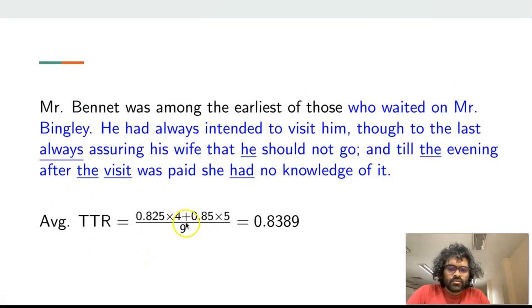Okay, so there are total 9 such windows. I just show four of them. So I skipped 5 of them, and if we calculate by hand, we will say among these 9, 4 has the TTR as 8.25, and the 5 windows have the TTR of 8.5. So total TTR divided by the total windows is the average TTR for the full text.